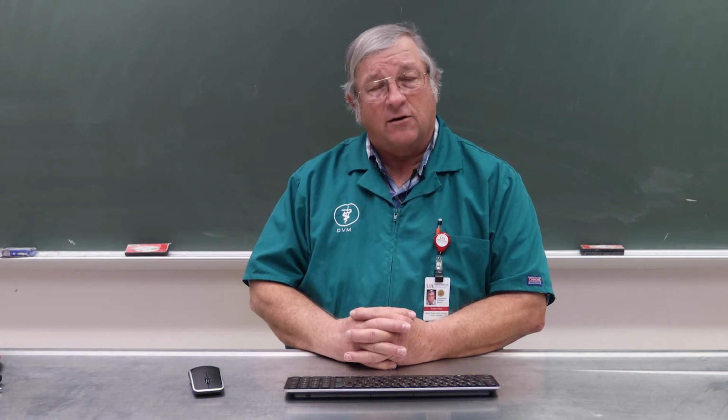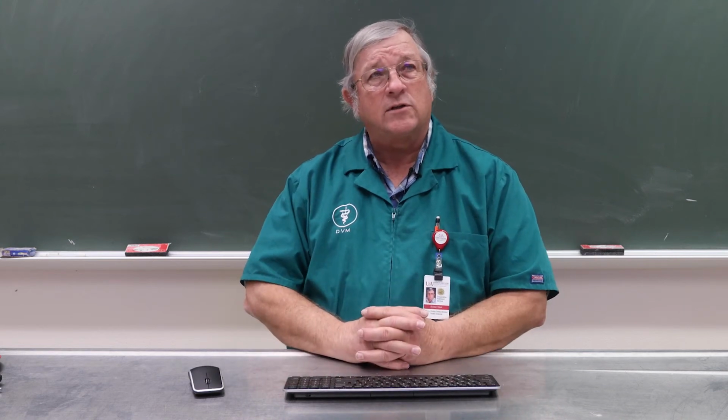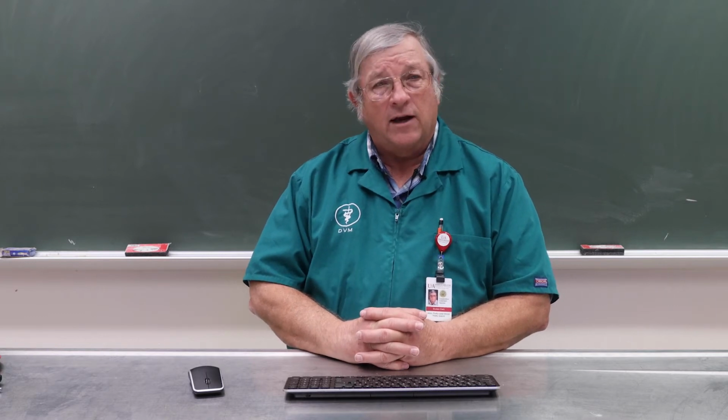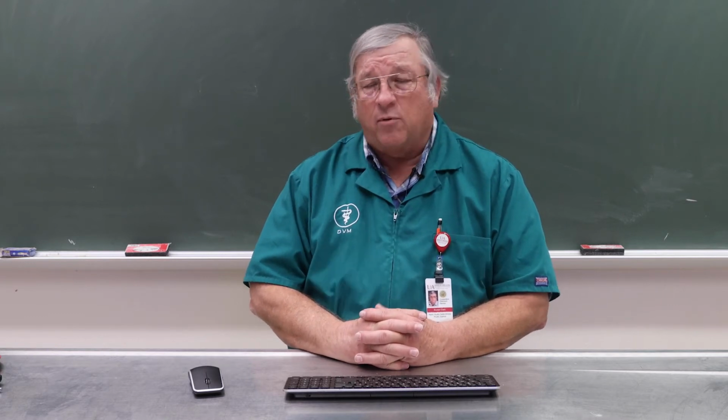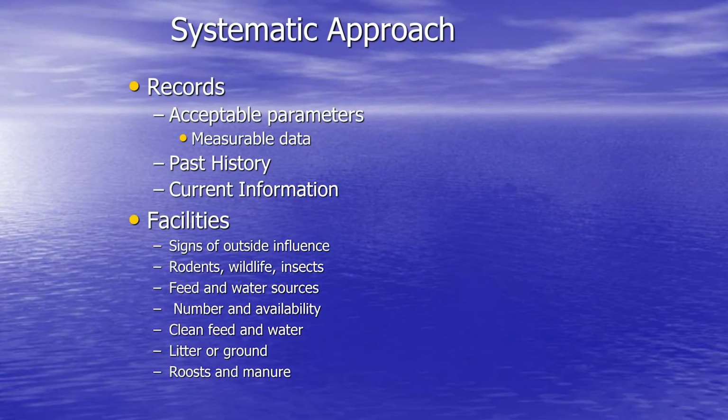Now, one of the places I start is I like to look at the facilities. When I first get on a farm, I just look around and get an assessment of what's going on in the whole farm, looking for signs of outside influence. For example, do I see signs of outside influence, say from rodents or wildlife? I look at the feed and water sources. Do we have wild birds eating the feed? Look at the number and availability of the feeders and waterers. Is it an appropriate number for the number of birds that's in there? Is the feed clean? Is the water clean?